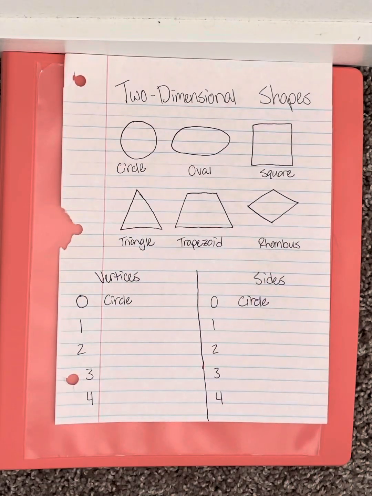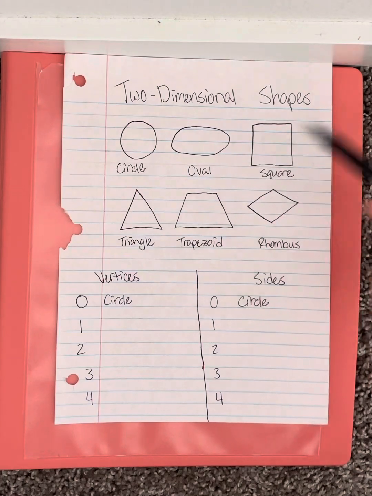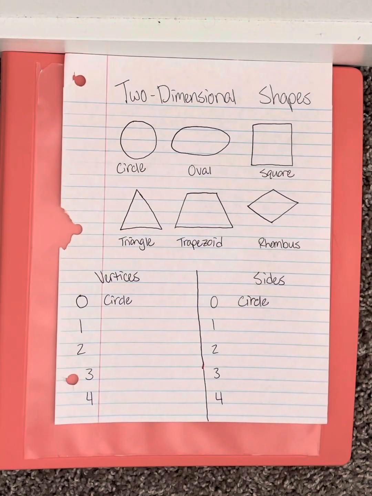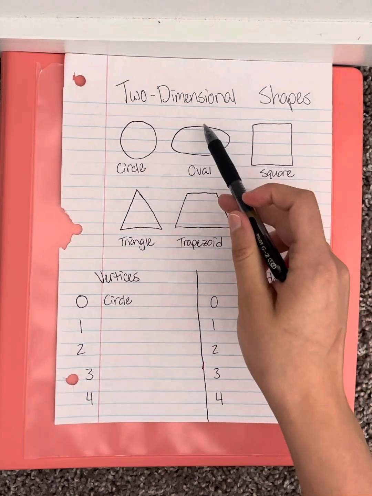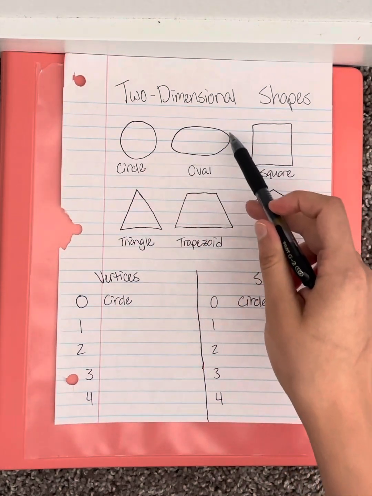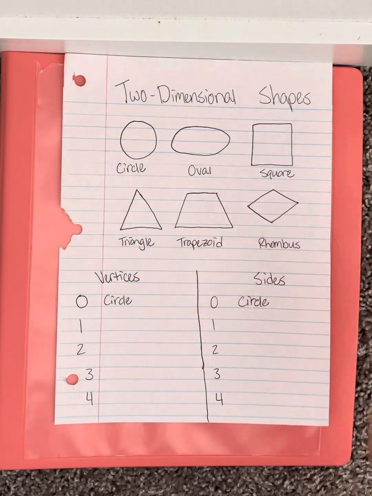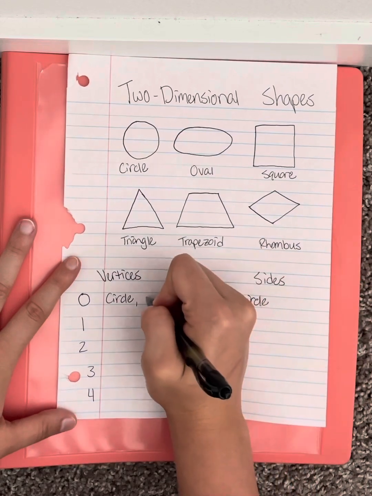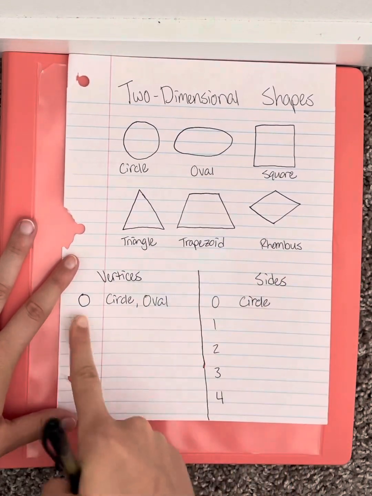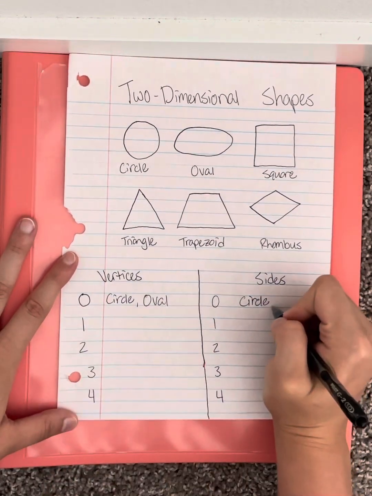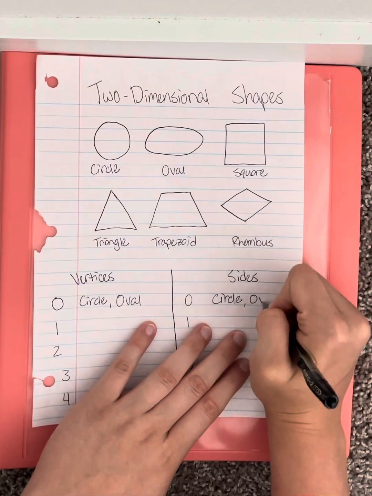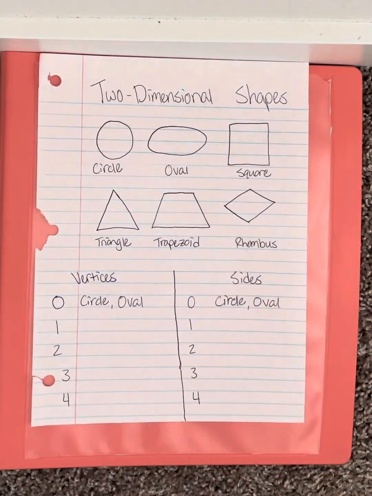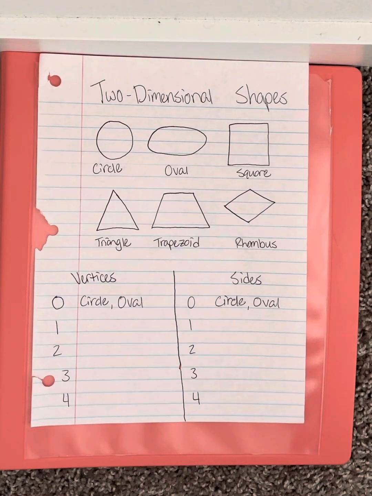Okay, so the next shape we're going to go to is an oval. An oval is kind of like a circle, but it's a little bit wider. But again, as you can tell, it's completely round. There's no points, no vertices where the sides meet, no sides. So we're going to put it right by circle on having 0 vertices and also 0 sides. So therefore we know oval has 0 vertices and 0 sides.